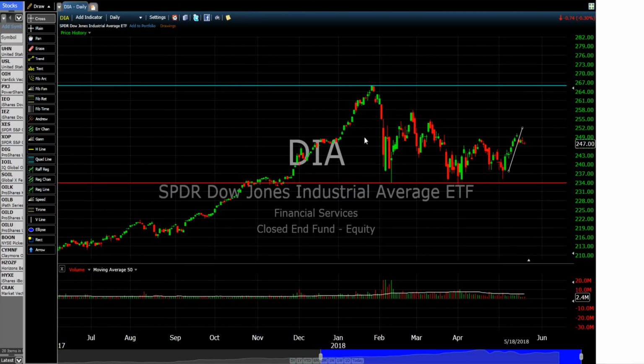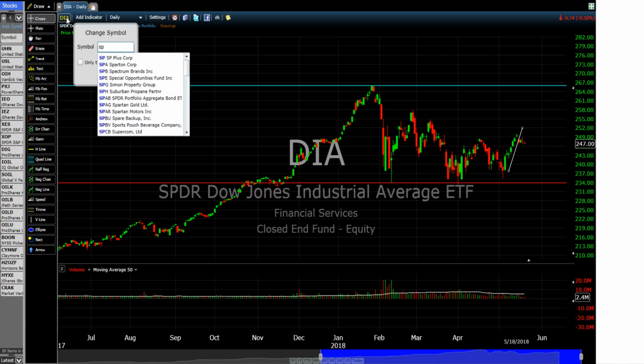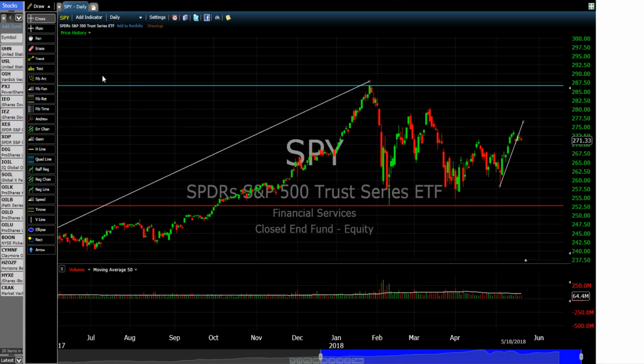This is Dow Jones, DIA, which is the ETF. It's like a stock, okay? You can buy it as a stock. You can't buy the index. You can buy the stock. And this is the SPY. You will find that they are the same. They have the same chart.